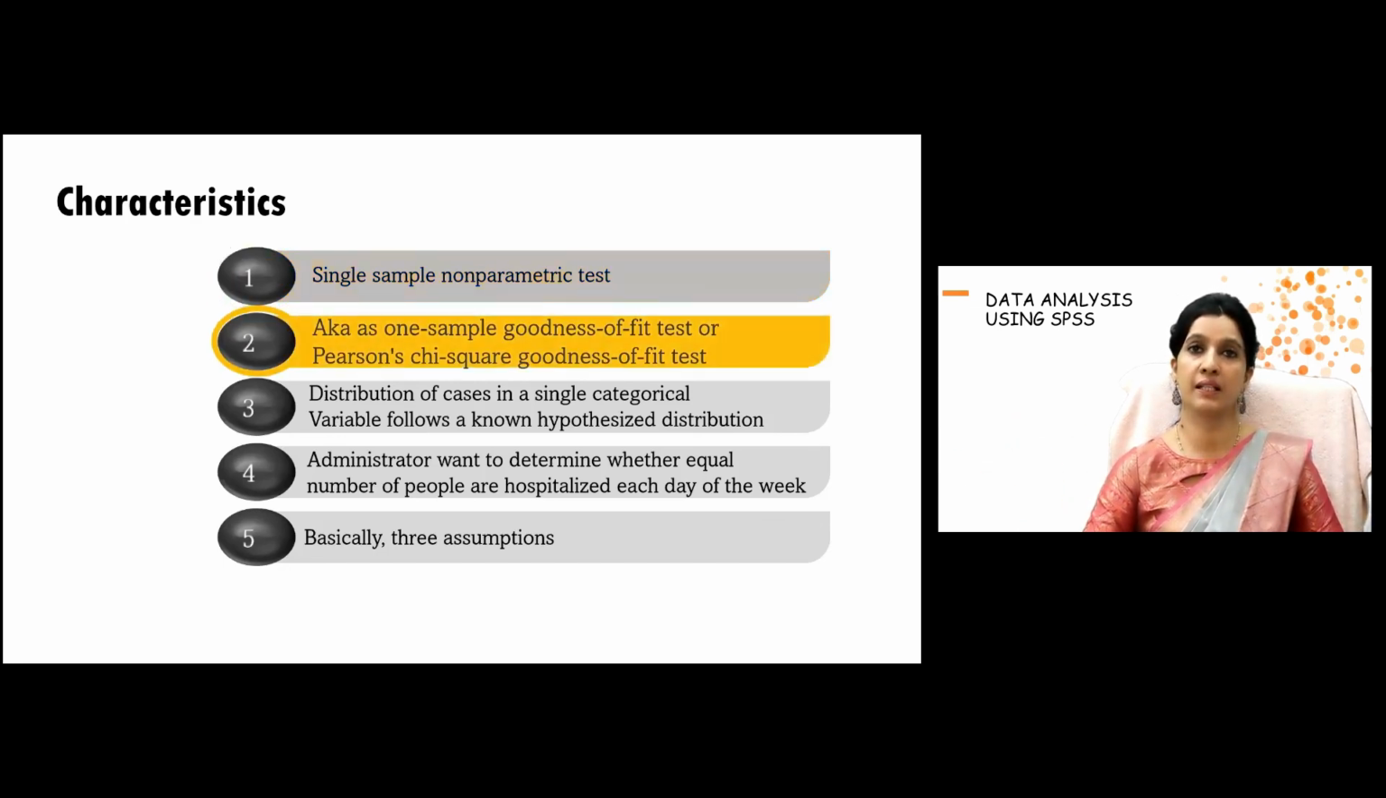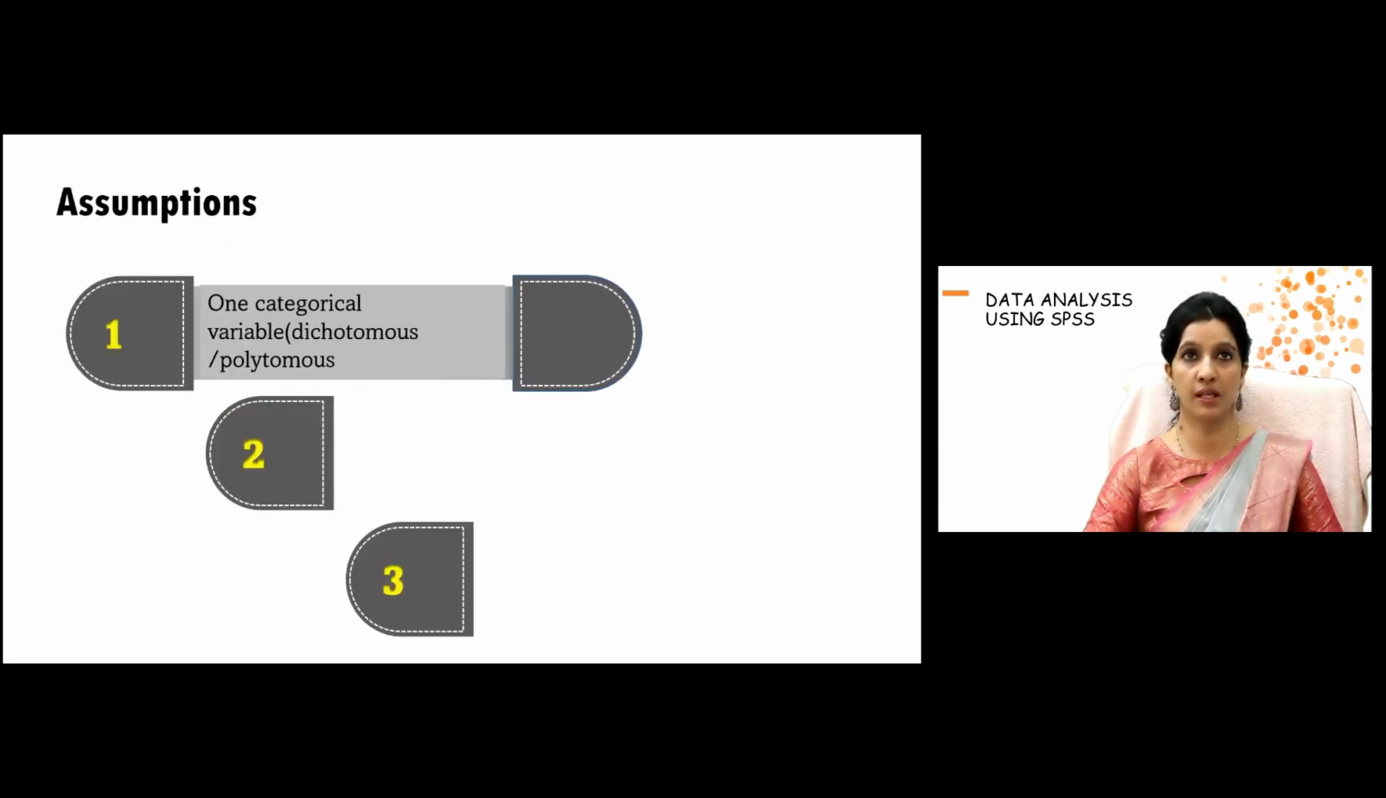So basically there are three assumptions in this case. The first assumption is that there is one categorical variable, and I have said that this could be a dichotomous variable. What do I mean by dichotomous? That it has two categories. If it has more than two categories, such a variable we call a polytomous variable. So it should have either two categories or more than two categories. That is the first assumption.